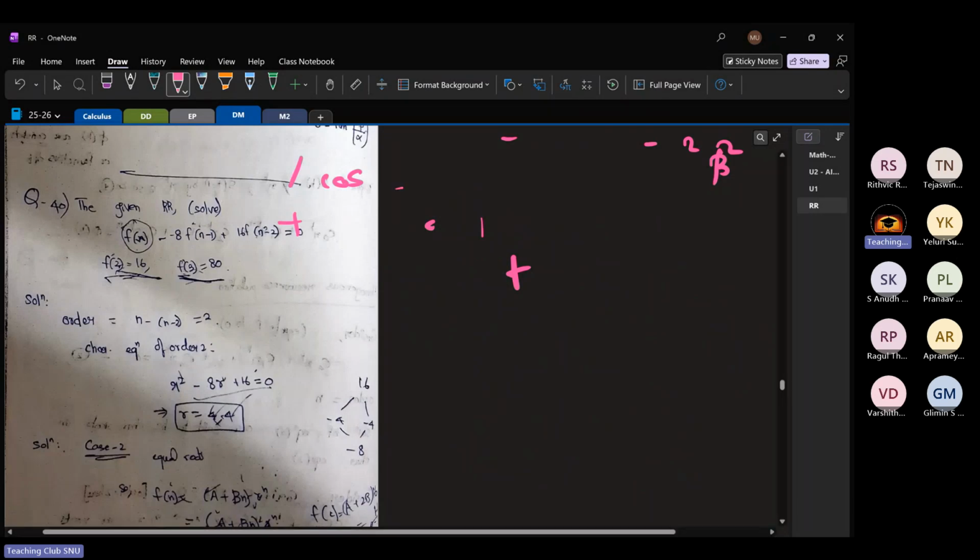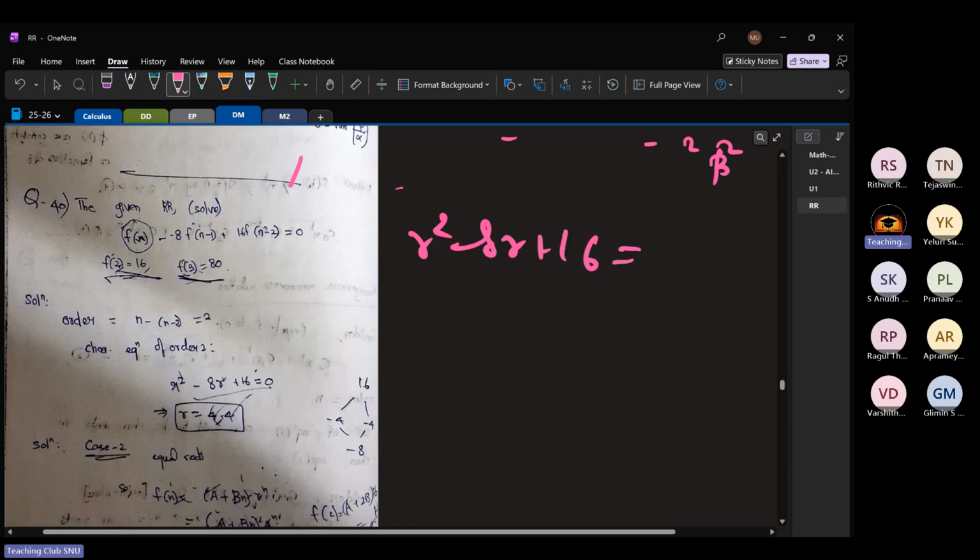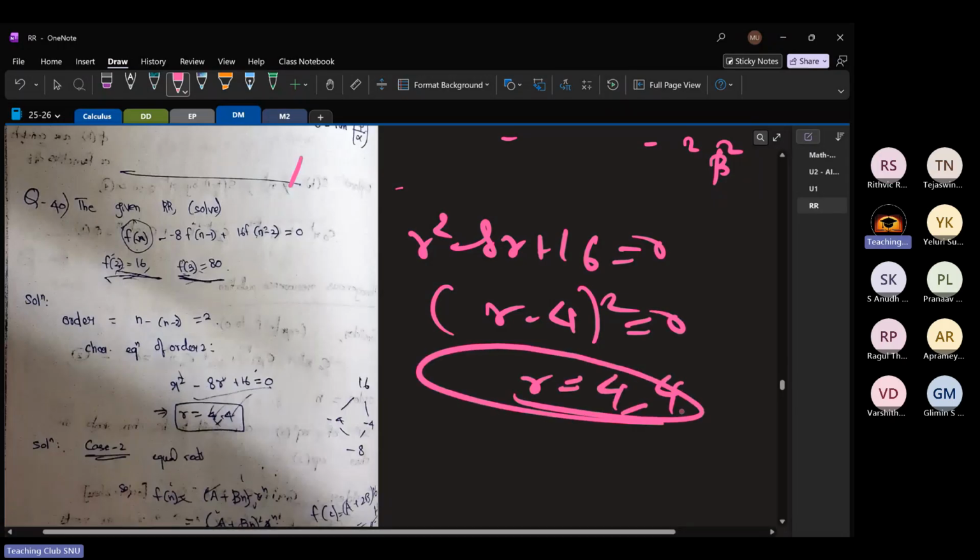So what happens here? You have f of n depending on f of n minus 1 and f of n minus 2. In this case, substitute f of n. The order is what? n minus 1, n minus 2. So the order is 2, right? So it'll be r square minus 8r plus 16 is equal to 0. I beautifully see that it is (r minus 4) the whole square. So r will be what? 4 and 4. Real and equal.